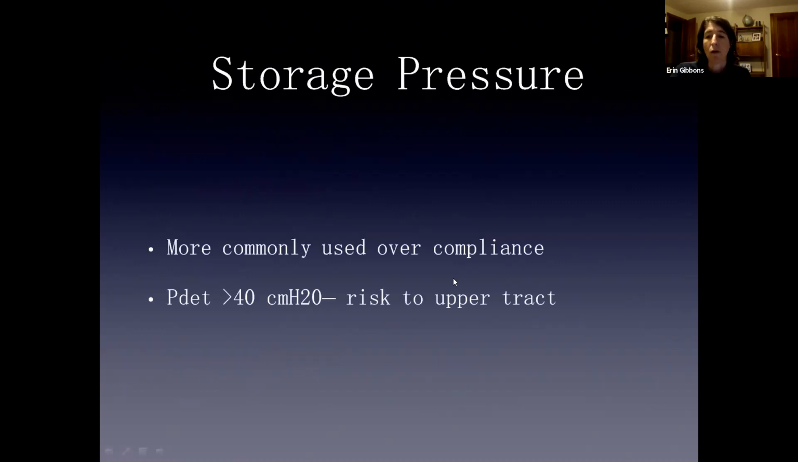I think what the majority of people look at really though is the storage pressure. And this is kind of getting back to Dr. McGuire's work: is the detrusor pressure greater than 40 centimeters of water? And that's putting the upper tracts at risk. So in my practice, I do comment on the compliance, and I comment if it looks normal versus abnormal, but I don't actually calculate out the actual compliance number. But I will comment on if the detrusor pressure is sustained above 40 centimeters of water.